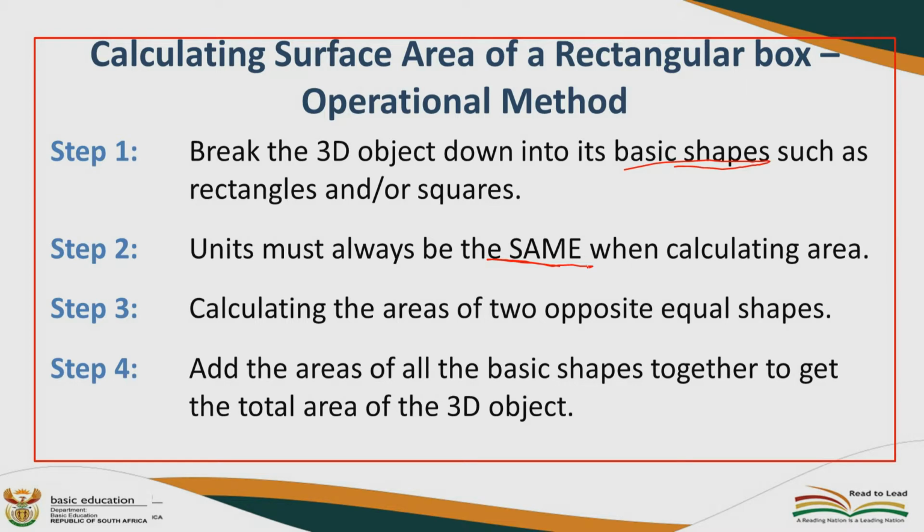Step number three, you calculate the areas of the two opposite equal shapes. You calculate the areas of the shapes that are separated or disintegrated. Step number four, add the areas of all. You add all the areas when you are using the operational method.